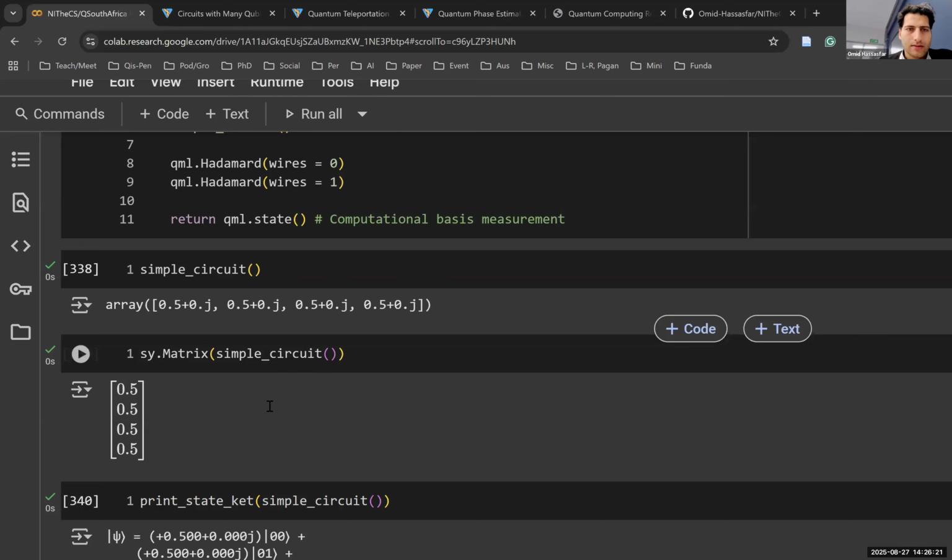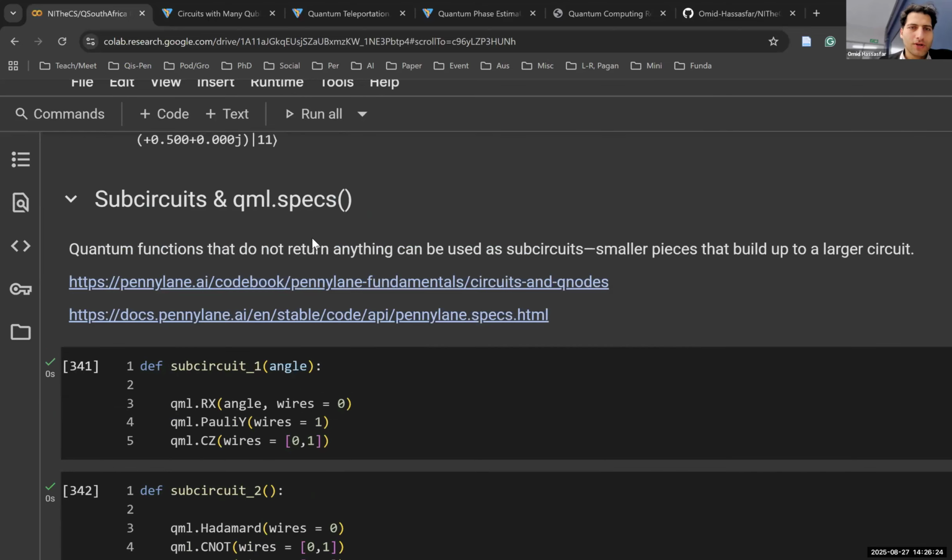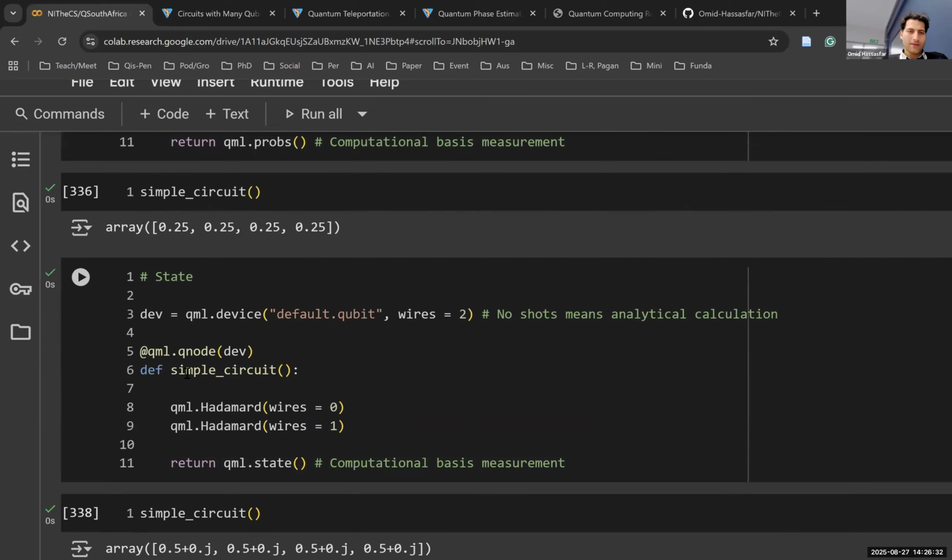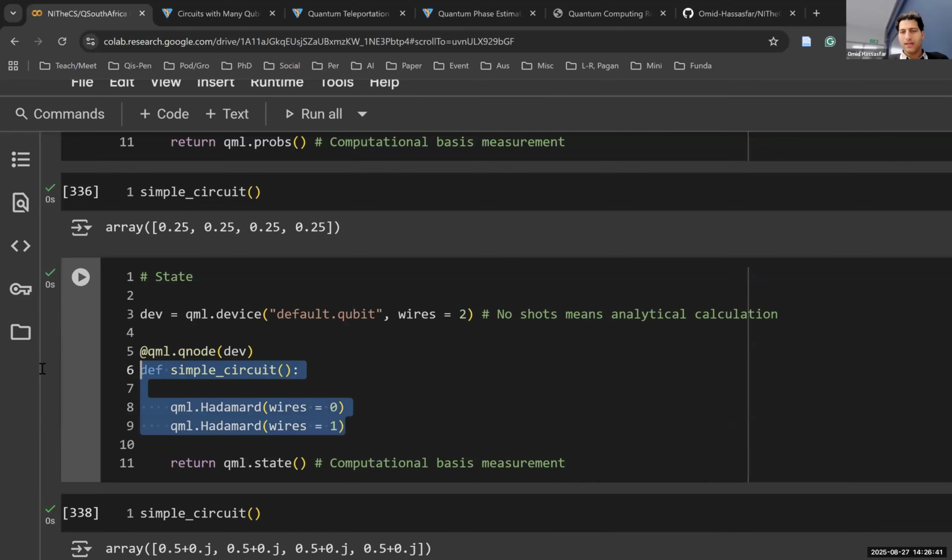Where's that? Okay, but before that, let me just quickly mention something about subcircuits that I didn't mention last session. Sometimes what I show you here, first of all, the quantum circuit in PennyLane should be a Python function. This is the standard Python. If you start working with Python, this is something very standard.